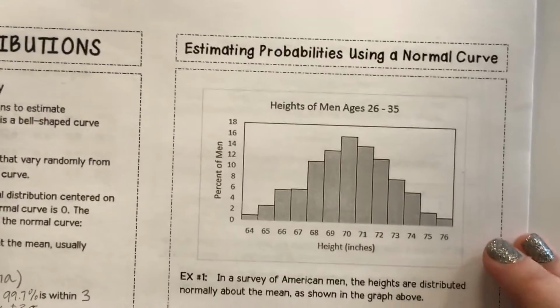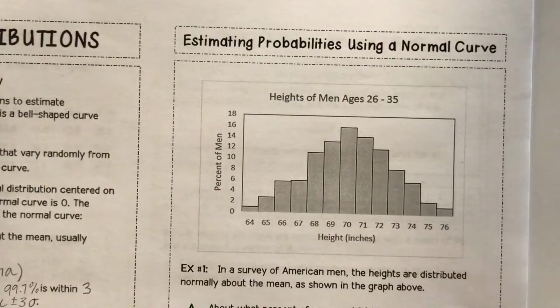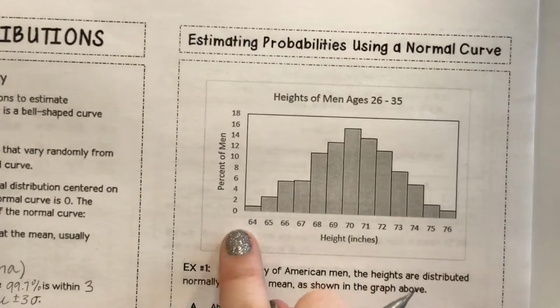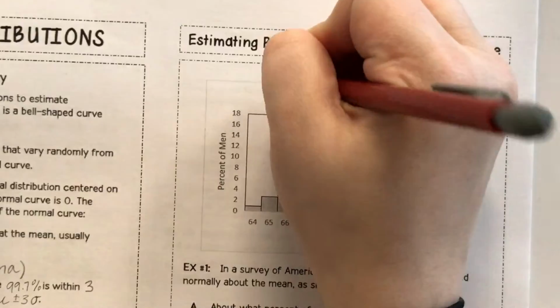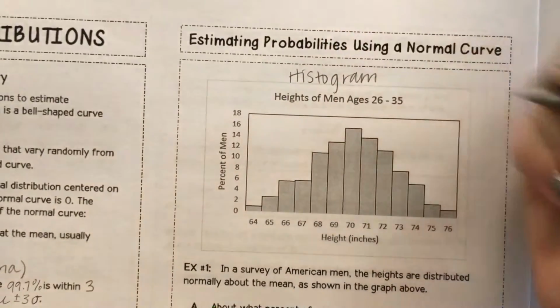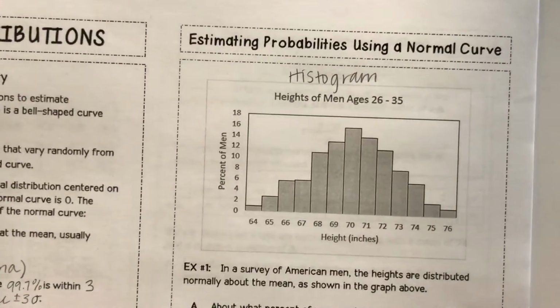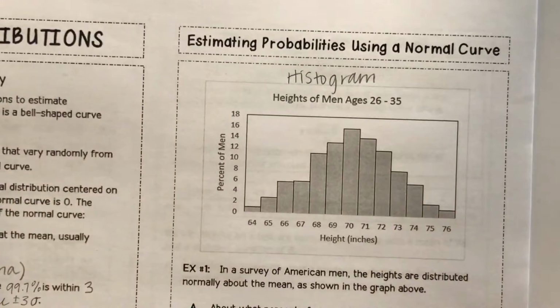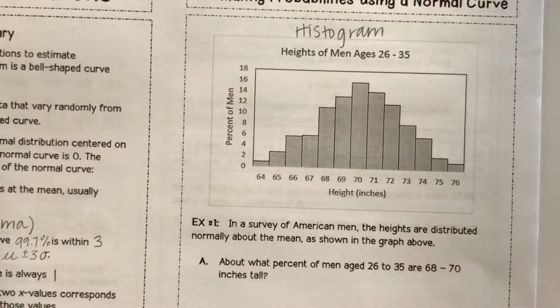Okay. So we're just going to come over here. Using a normal curve to estimate probabilities. So this bar chart thing is called a histogram. Maybe you've seen one before. We've made some in algebra before. It's just a fancy way of saying a bar chart. Okay, so that's a histogram.